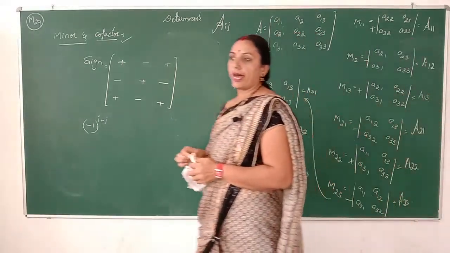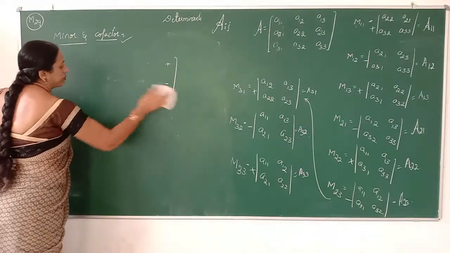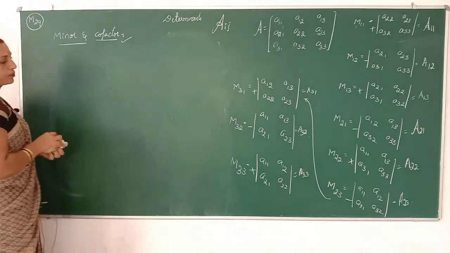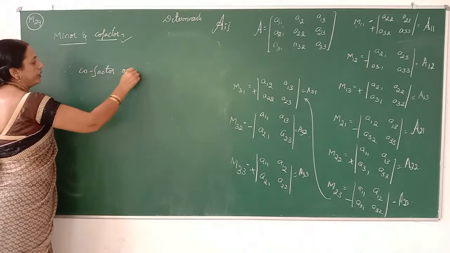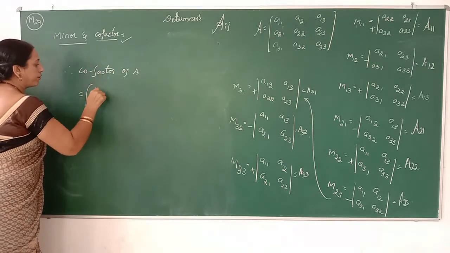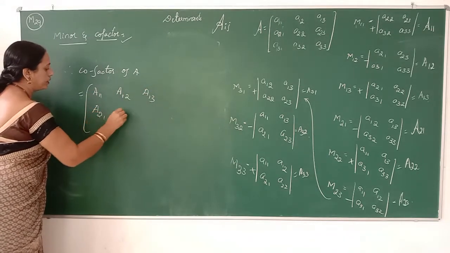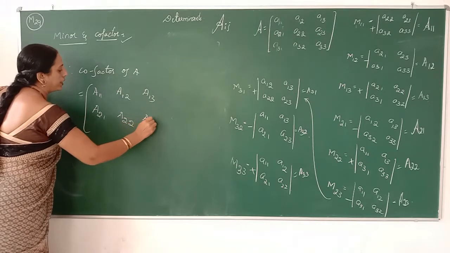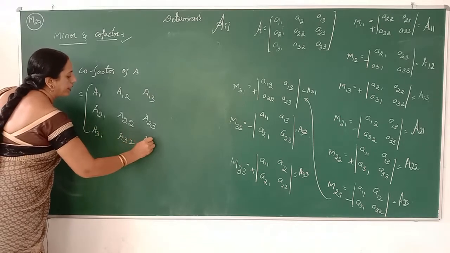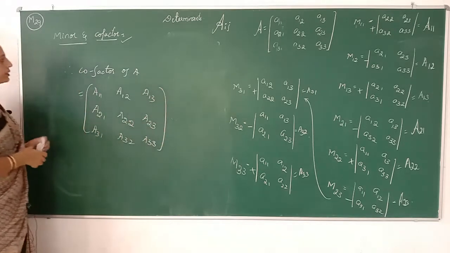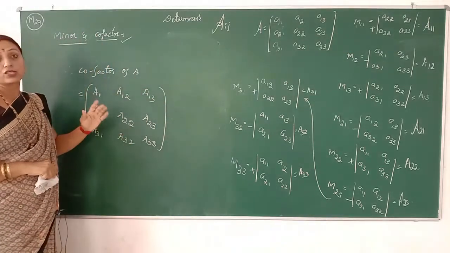So these will be called as cofactor of each element of the matrices or determinants of order 3 cross 3. Therefore, the cofactor of A is equal to A11, A12, A13, A21, A22, A23, A31, A32 and A33. That is called as cofactors of the matrix A. And these are enclosed in the form of matrices, not in the form of determinant.